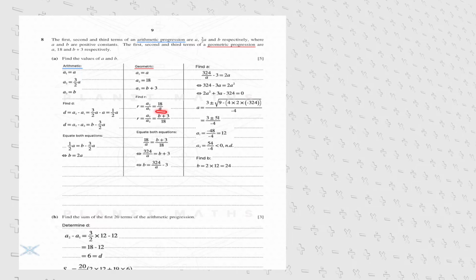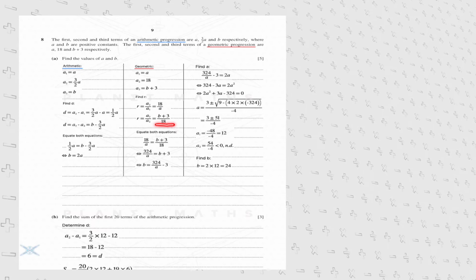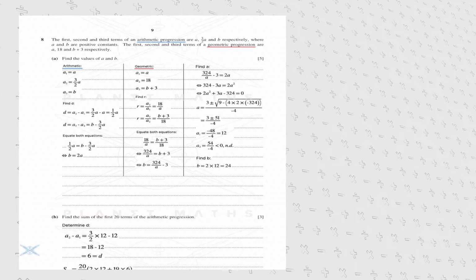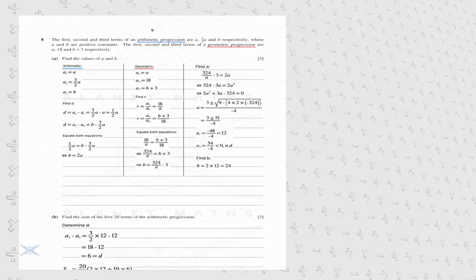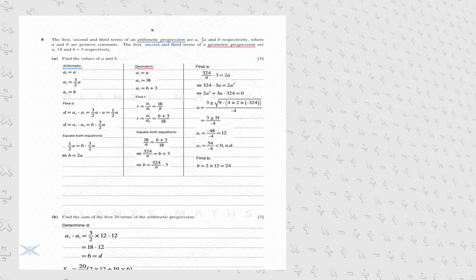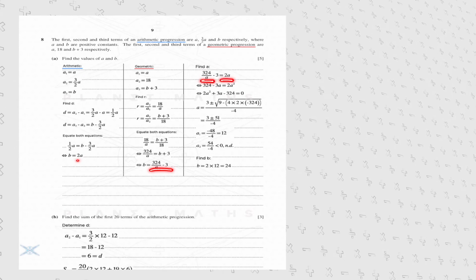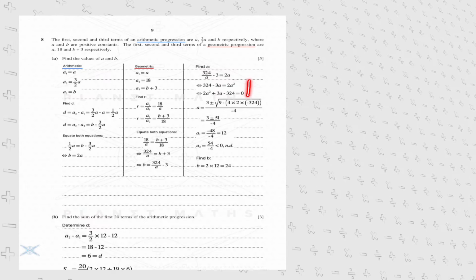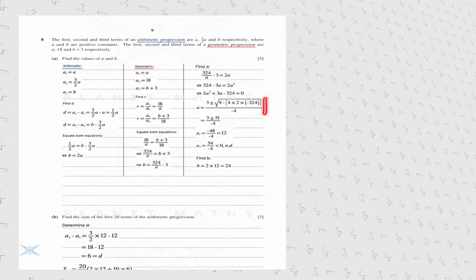Since 18 over a and b plus 3 over 18 both represent r, we can equate those, and we will also rearrange our equation for b in order to be able to calculate the value for a. Therefore, 324a minus 3 equals 2a, and we will arrange this equation until we receive a quadratic function, which we then can solve using the formula provided.